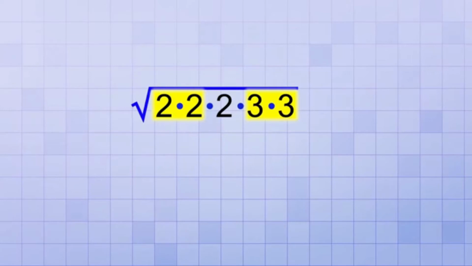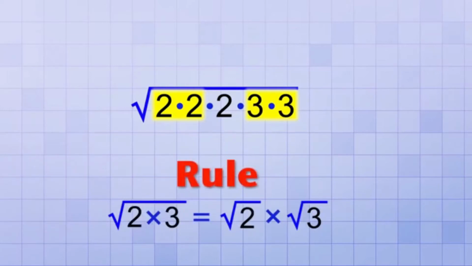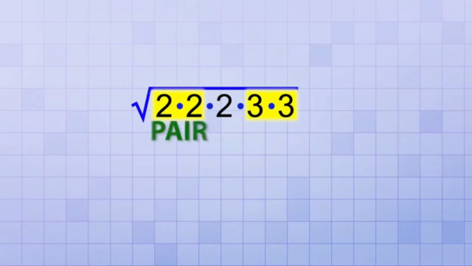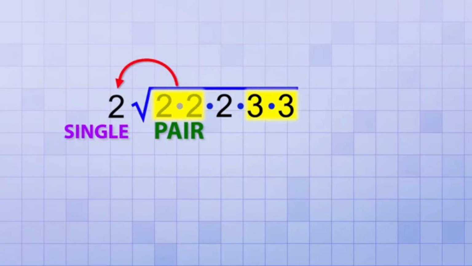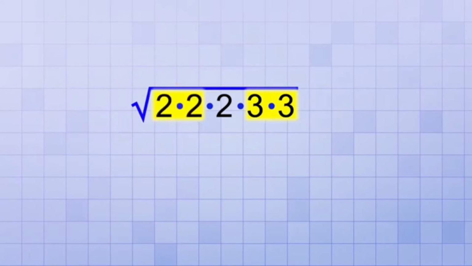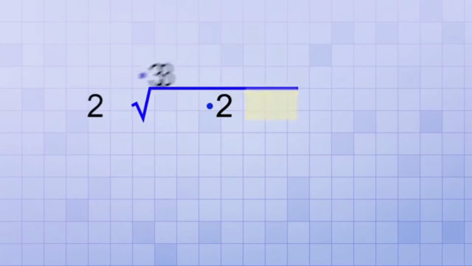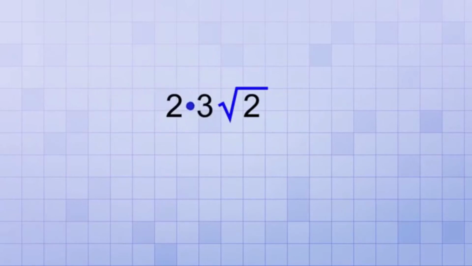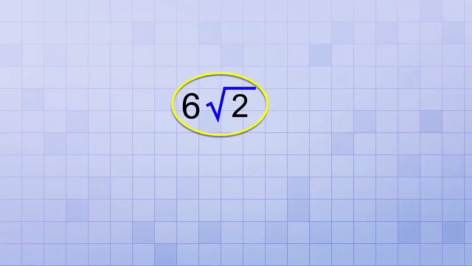Like before, we could rewrite this using our rule about multiplying roots. But now that you know how that rule works, you can eliminate some of the in-between steps if you realize that any pair of identical factors under the square root sign will simplify to become a single factor out in front of the root sign. That means you can just change the 2 times 2 under the root sign into a 2 out in front of it, and the 3 times 3 to a 3 out in front. That gives us 2 times 3 times the square root of 2, or 6 root 2 as the simplified answer.